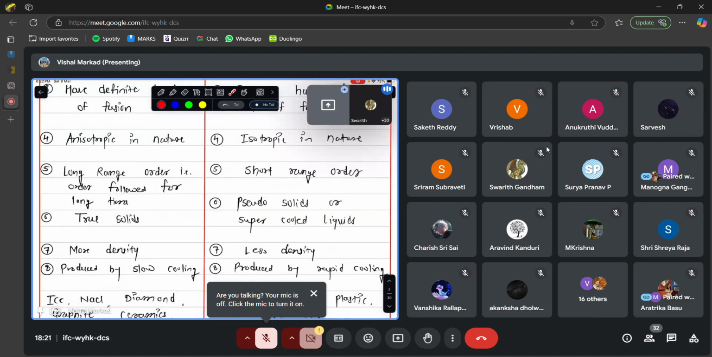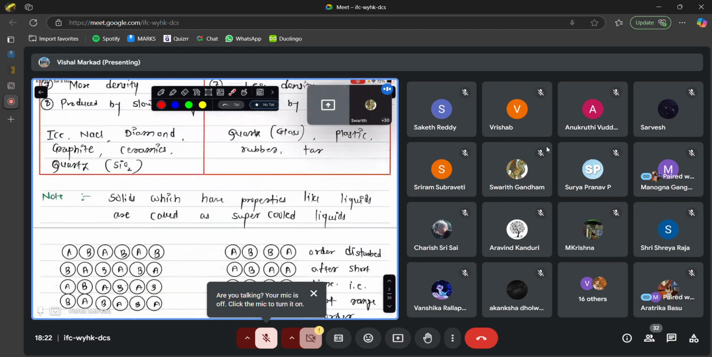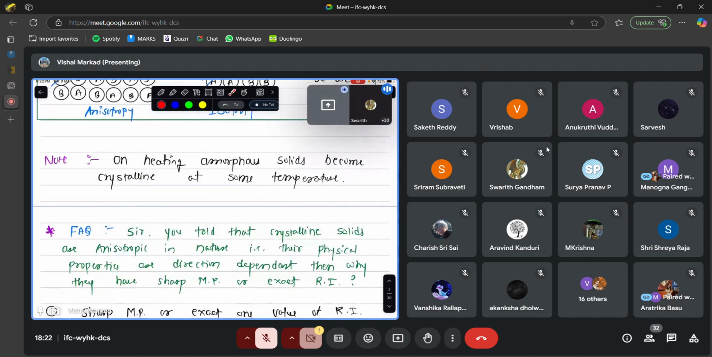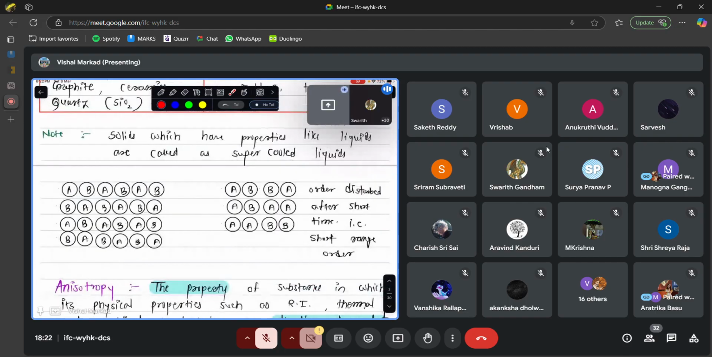You have defects for 4 marks actually, not this one. Okay. So these things we have seen. On heating, we can convert amorphous solids to crystalline. Now there is one more question.